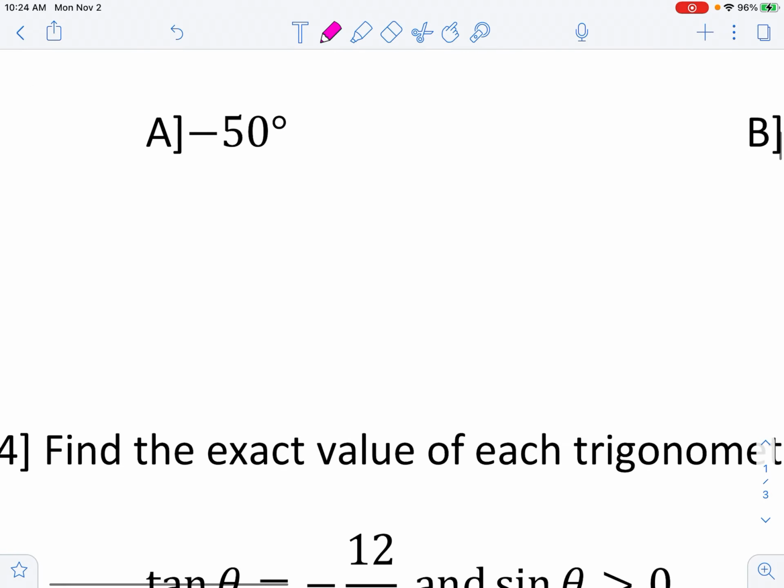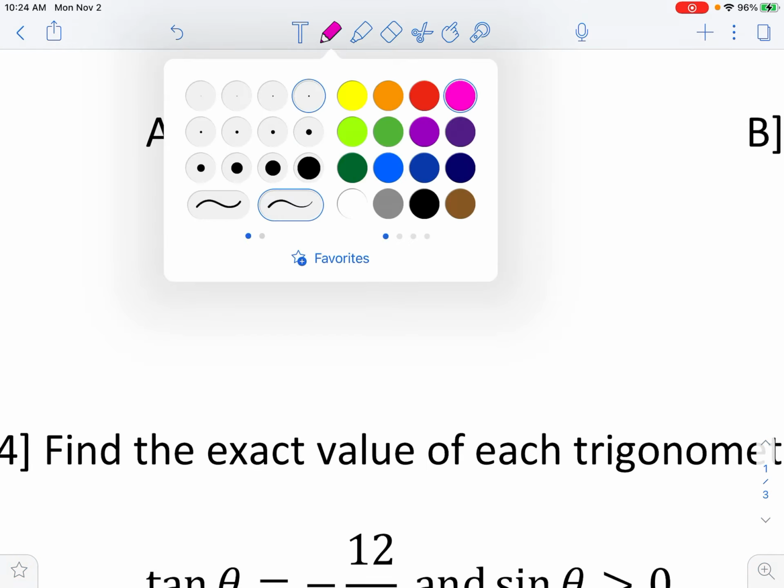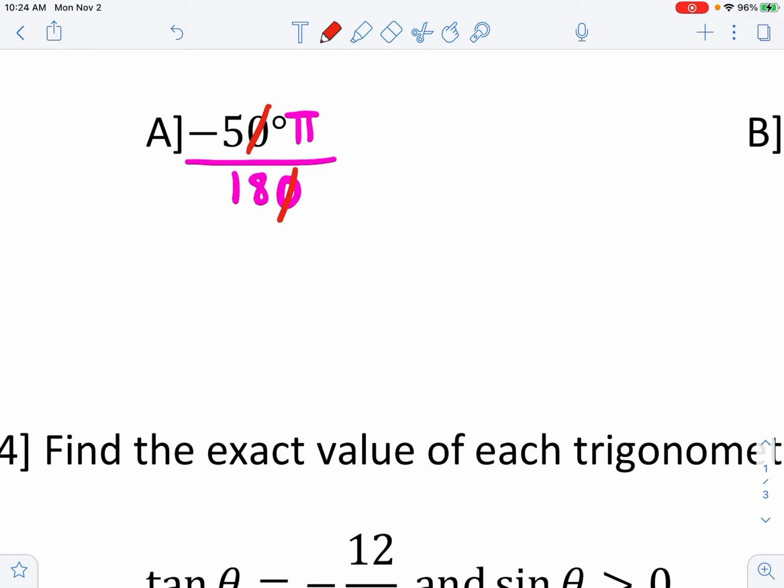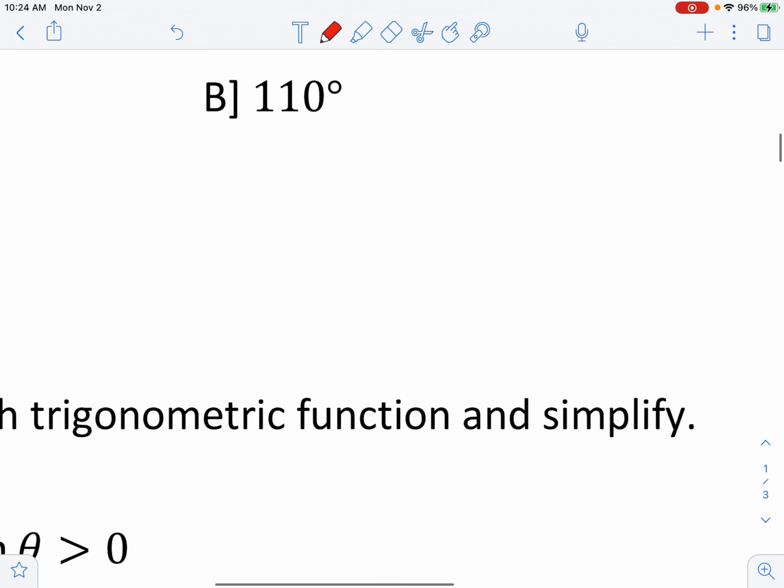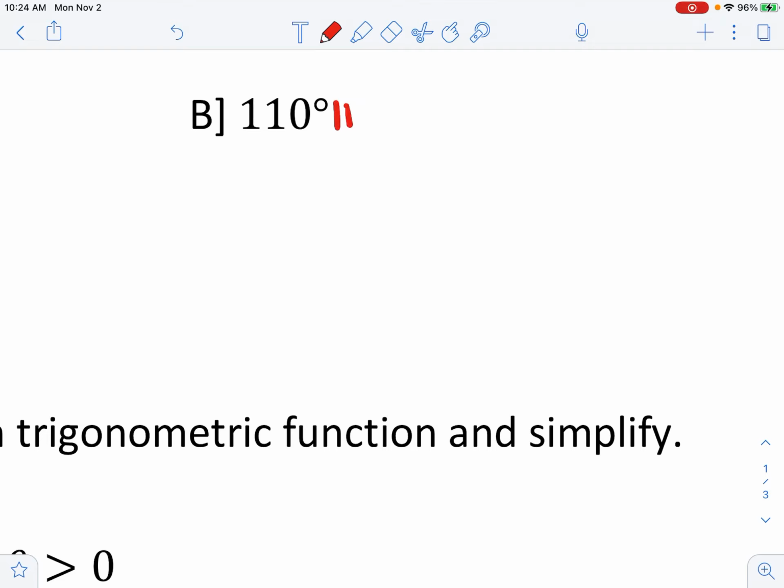All right, next, convert the following degrees to radians. So now I need to convert to radians. So pi is not in the answer. I need to get pi in the answer. That means I'm going to divide by 180. So I need to simplify this. 10 goes into both of them, so I'm going to cross off the zeros. And then I say, okay, does anything go into -5 and into 18? The answer is no. So my answer is -5 pi over 18.